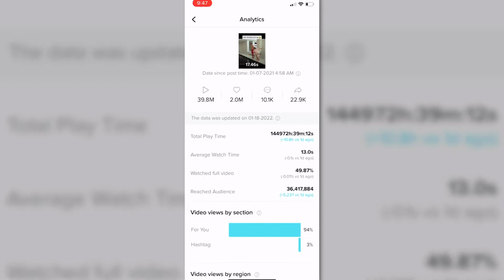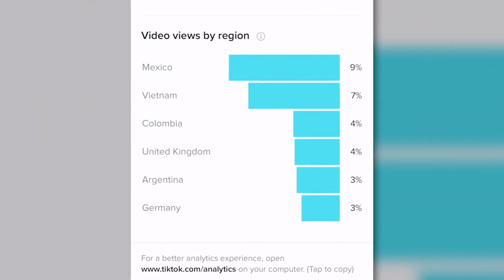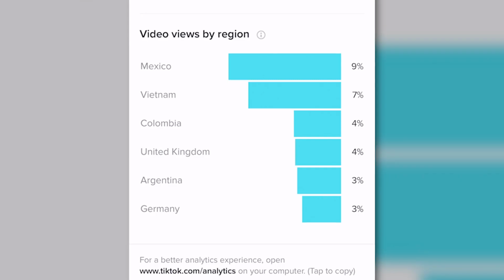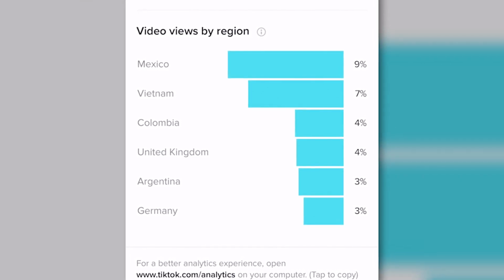Now, that sphere of influence, or what countries or territories your videos are seen in, generally is limited to the nearest 4 to 5 regions, and you're going to see this reflected in your analytics. For example, here's a video with roughly 40 million views, and if we scroll down to the video views by region section, we can see percentages from Mexico, Vietnam, Colombia, the UK, Argentina, Germany. They're very small percentages, so you can rest assured that this video was seen all over the world. And this is generally what you're going to see when you review either the profile analytics or, in this case, the video analytics. There's going to be a spectrum of different territories, and that is normal.